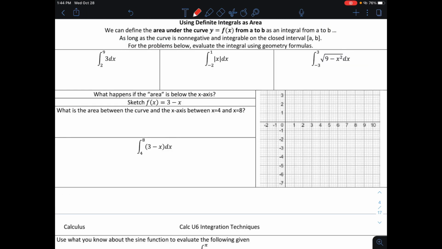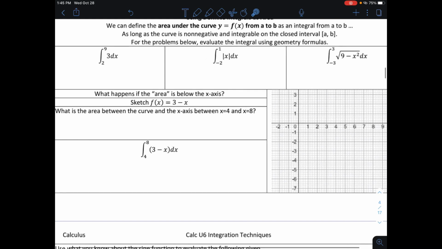Okay, so we made a connection between the definite integral and the sum of the individual areas of rectangles or trapezoids up underneath the curve that that function is representing. So what we're going to do is define the area under the curve from a to b as an integral from a to b. Now, there's something to keep in mind here: as long as the curve is non-negative and integrable, which we'll learn more about later, then the area up underneath the curve is going to be the same thing as the definite integral.